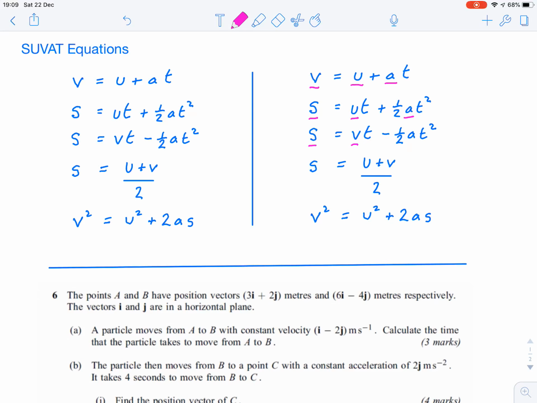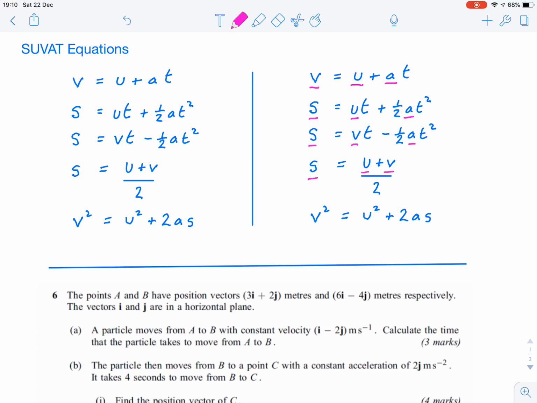The second one, s equals ut plus a half at squared. S equals vt minus a half at squared. S equals u plus v divided by 2. The only one that doesn't carry across is this last one, v squared equals u squared plus 2as.